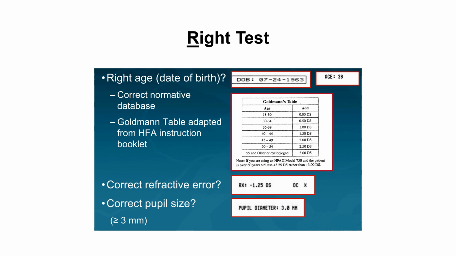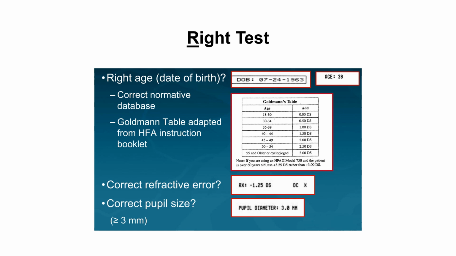There's a Goldman table adapted from the Humphrey field analyzer instruction booklet. Depending on the age, they will correct for the refractive error. For example, if the patient is between 45-49 years, they will add +2 diopter sphere. And that's why they correct the normative database. So it's very important, please check the age, check the date of birth for the patient.